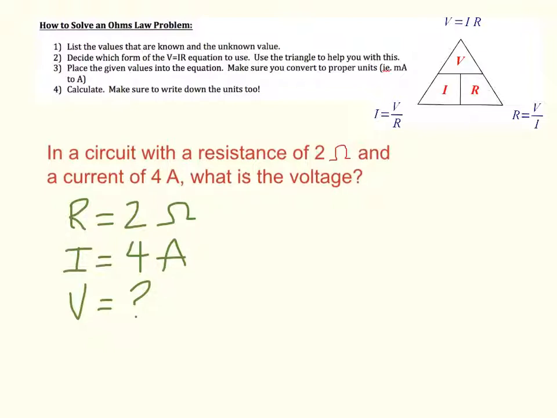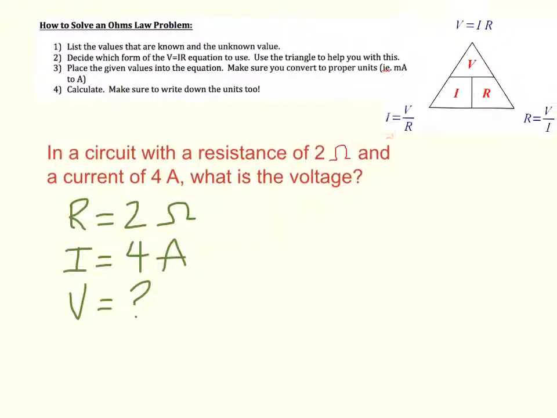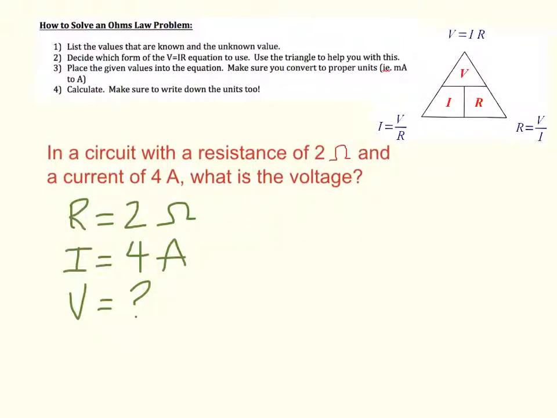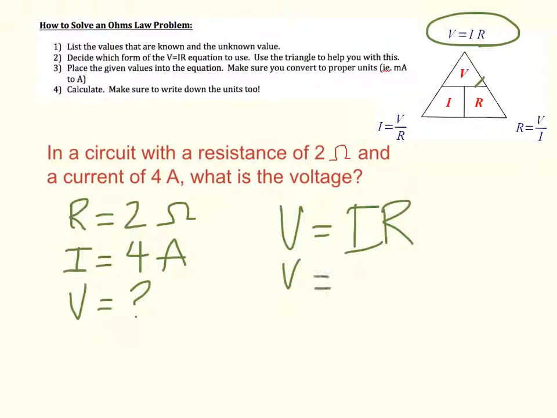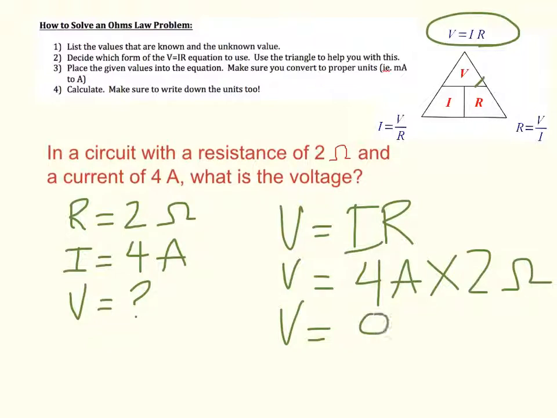We need to figure out which version of the equation we're going to use. Now we're solving for V, so we are definitely going to want to use V equals IR. This is the version of the equation we're going to use. We need to make sure to write it down. I am then going to place my given values into the equation. V equals 4 amps times 2 ohms. 4 times 2, so we now will calculate. We will have a value of 8, and the unit for voltage is volts. So our answer is 8 volts.